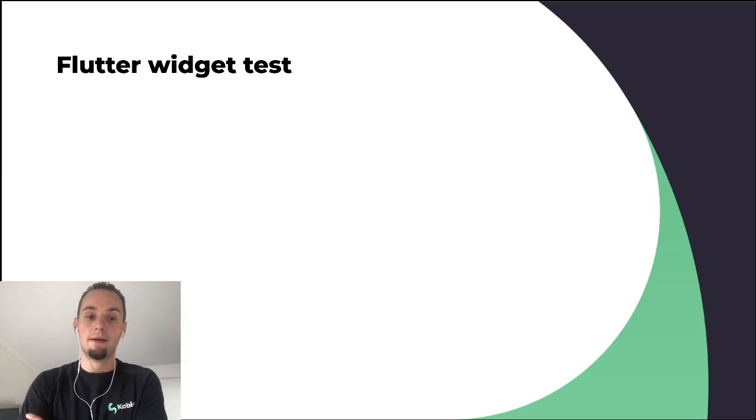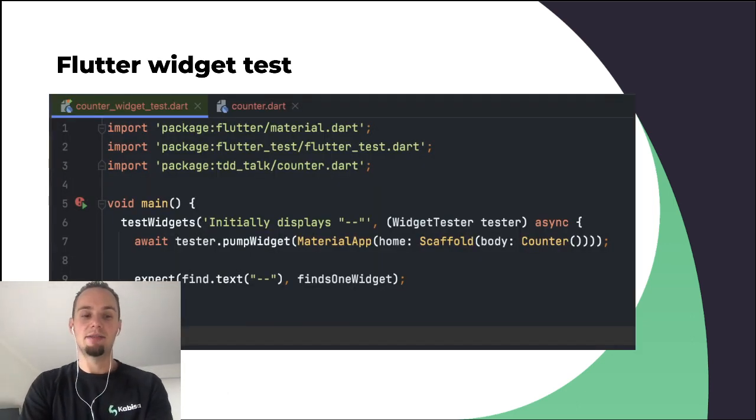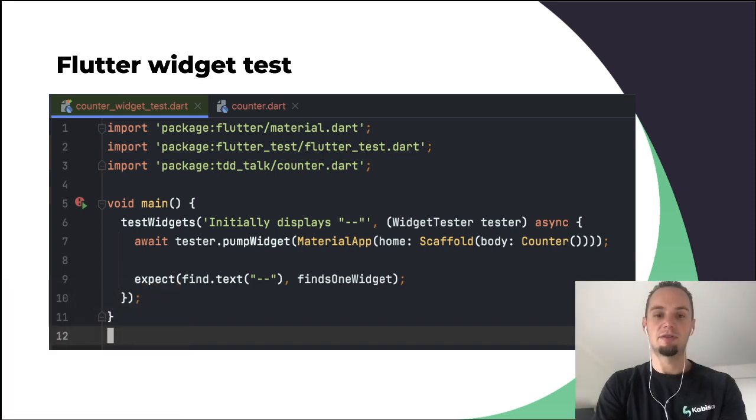And again, the process is exactly the same. Let me just move myself out of the way. Basically here, I'm not going to use the test function, but I'm going to use the testWidgets function. And this is, again, something that Flutter provides you to write these kinds of widget tests. There's a little bit of boilerplate code here, but the important part is that using the pumpWidget function, we can render our widget in a test environment.